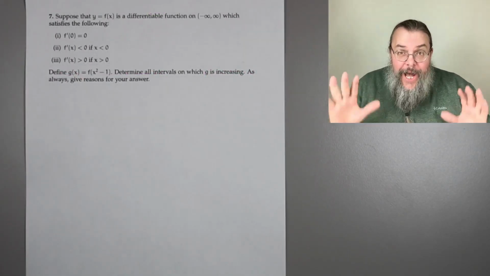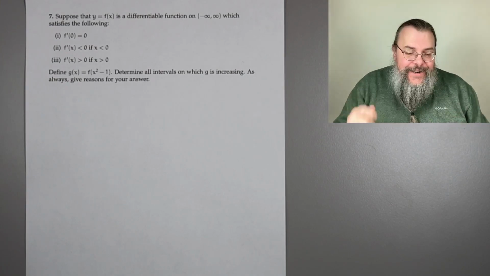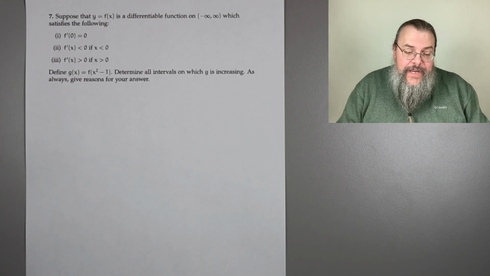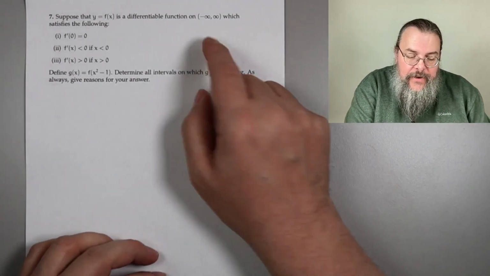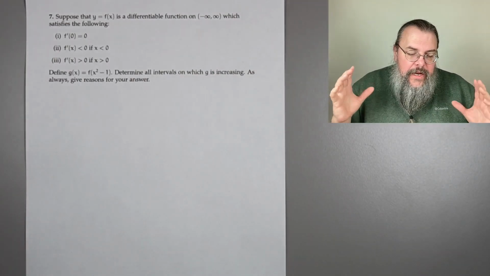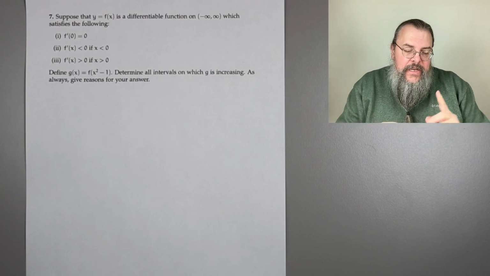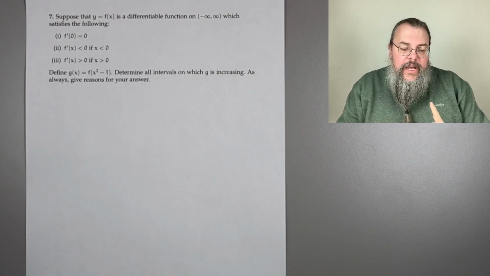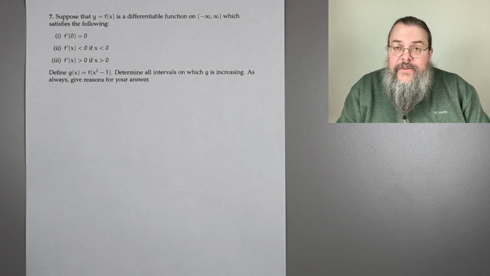Number 7. We made it to the end. But let's finish it up. All right, what do we have? Suppose that y equals f of x is a differentiable function from negative infinity to infinity. Okay, so it's nice everywhere. And it satisfies the following. The derivative at 0 is 0. The derivative is less than 0 if x is less than 0. And the derivative is greater than 0 if x is greater than 0.